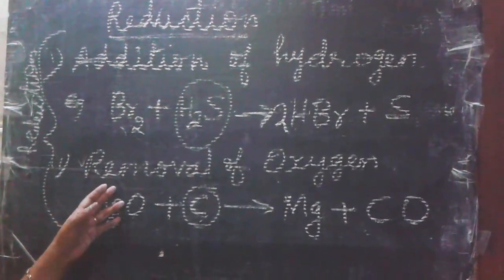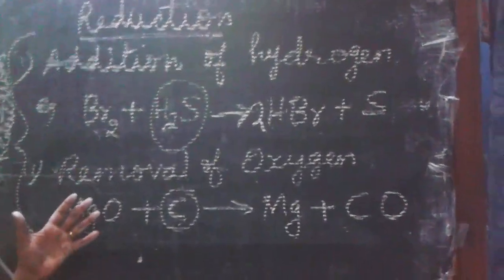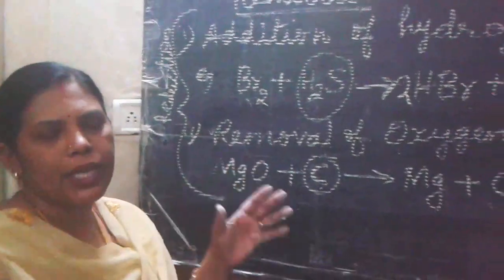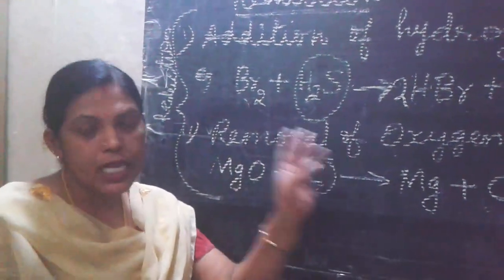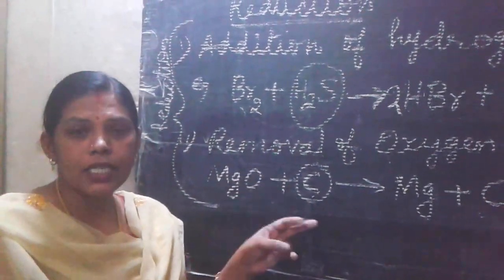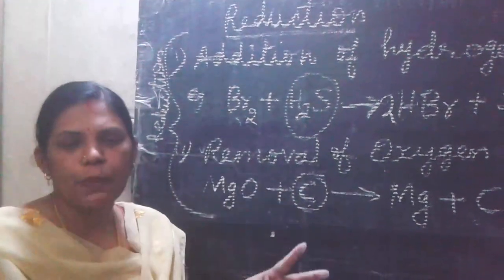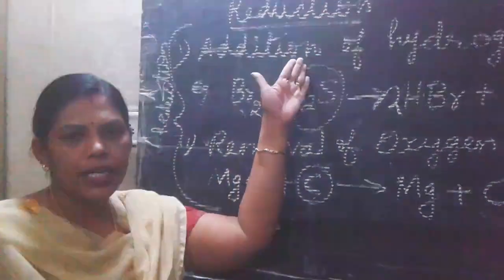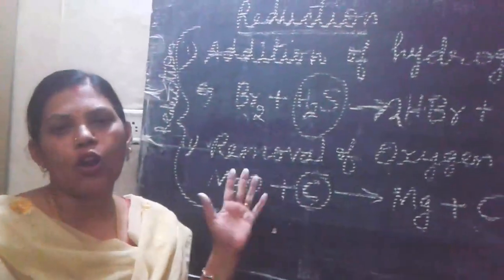So I think all of you understood all the types of chemical reactions. What are the types of chemical reactions you learned, students? First one is chemical combination, second is chemical decomposition, third is single displacement reaction, fourth is double displacement reaction, and the fifth is the oxidation reduction reaction. I hope all of you understood.